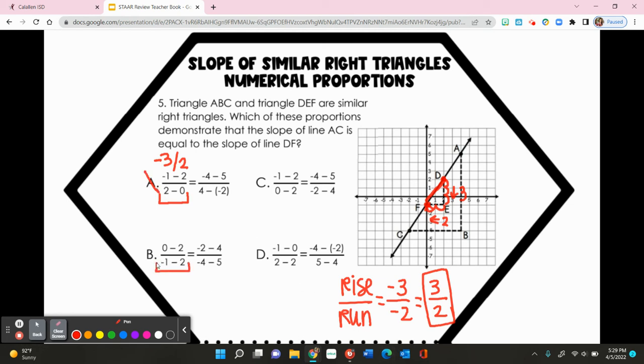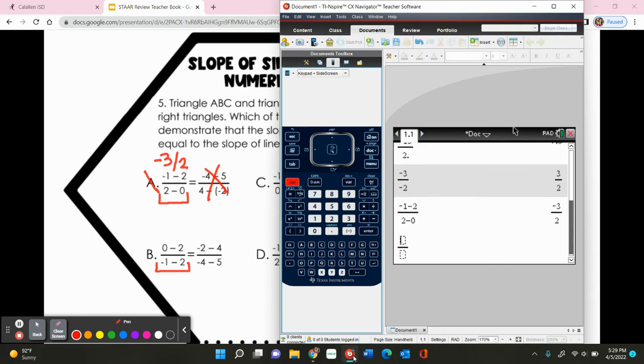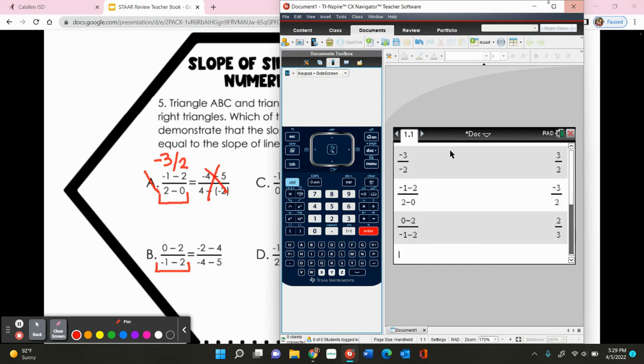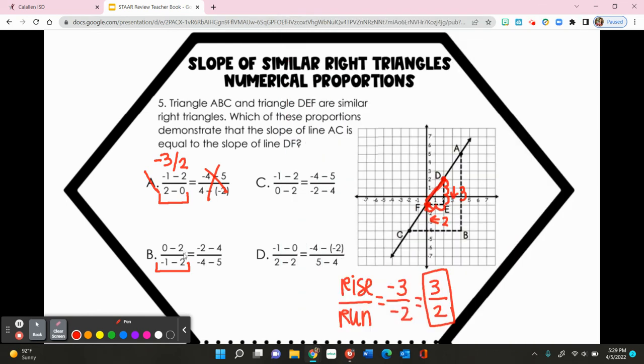Now let's look at B. By the way, since this side did not equal our slope, we no longer have to check this side. So now looking at B, I'm going to press Control Divide, 0 minus 2 on the top and -1 minus 2 on the bottom. When we press enter, it returns back to us 2 over 3. And since it returns back to us 2 over 3, 2 over 3 is not the same thing as 3 over 2, and you can cross B out.